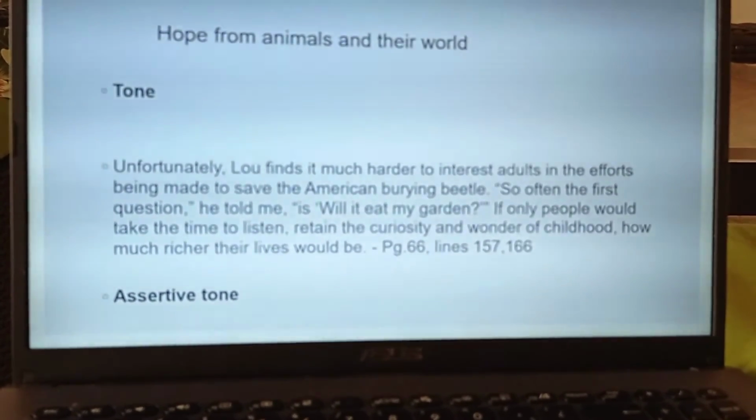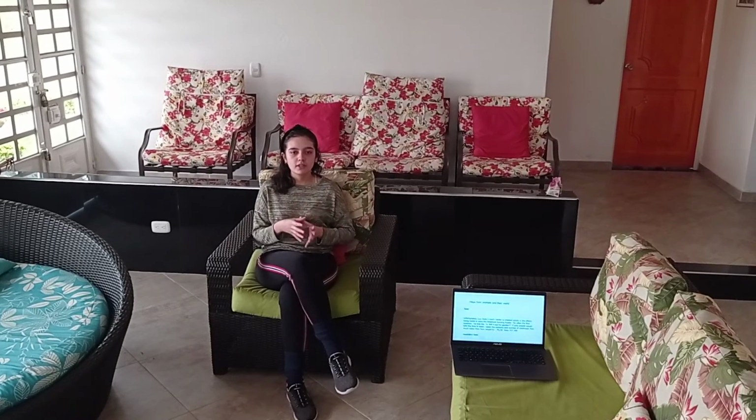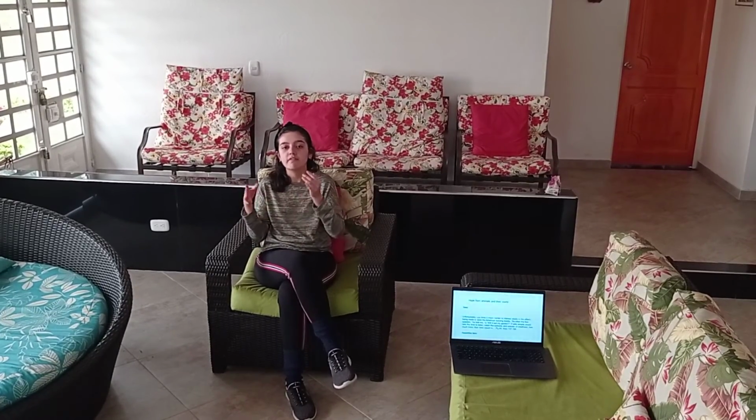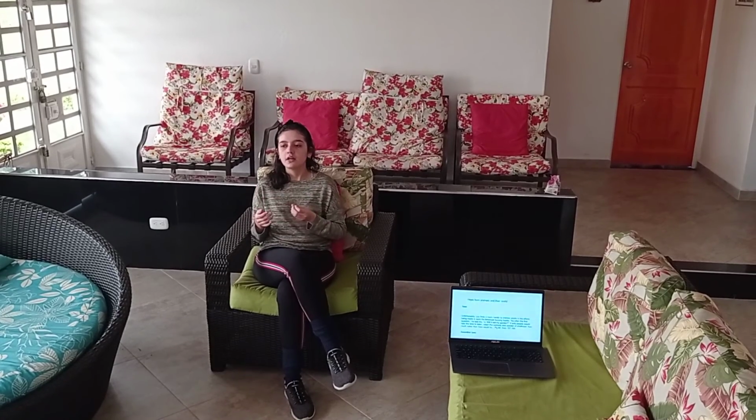how much richer their lives will be." In this reference, the tone of the text is evident as an assertive one, because when expressing itself with informal language, a personal point of view is shown in a simple and persuasive way. Also, the narrator radiates confidence and impacts the reader, generating the desire to maintain childlike curiosity, with the objective of giving importance to the beneficial value of being in the midst of nature.